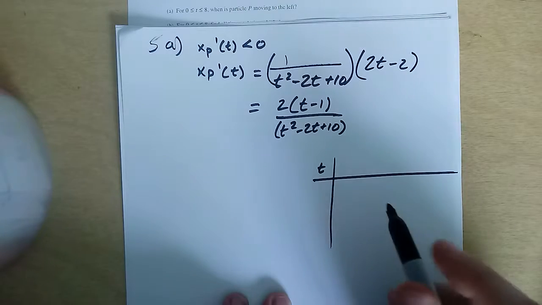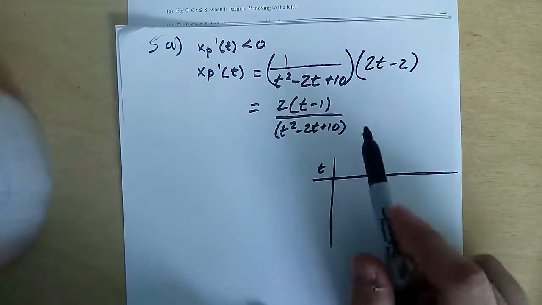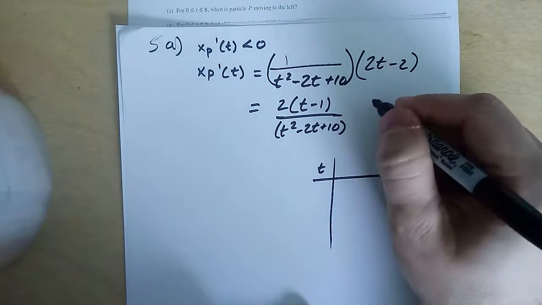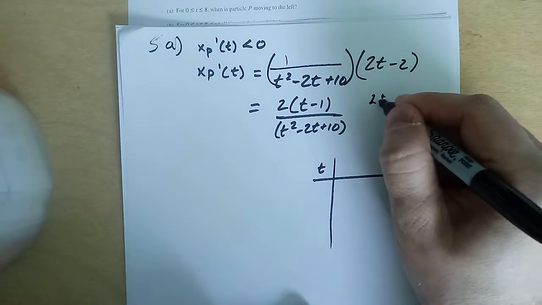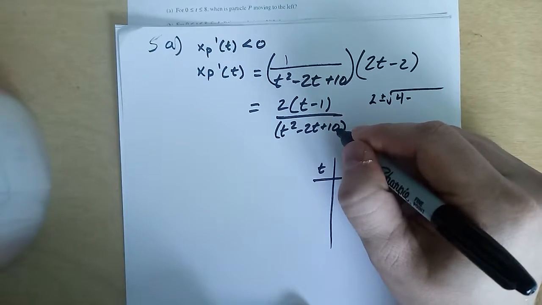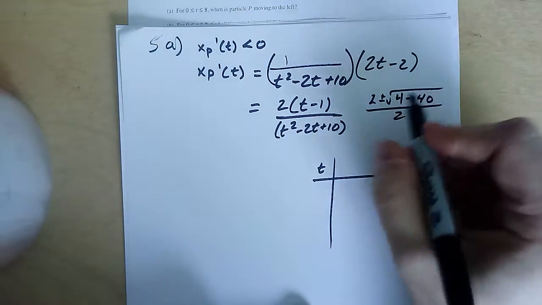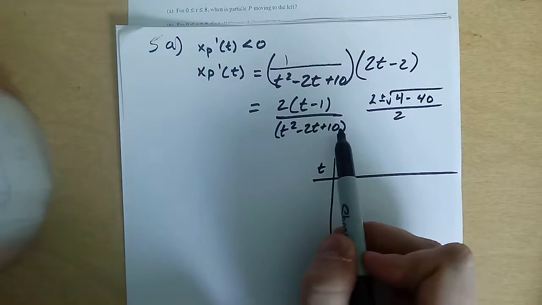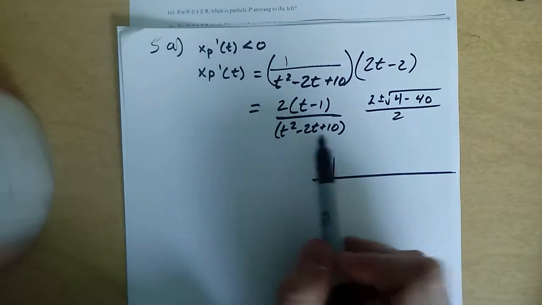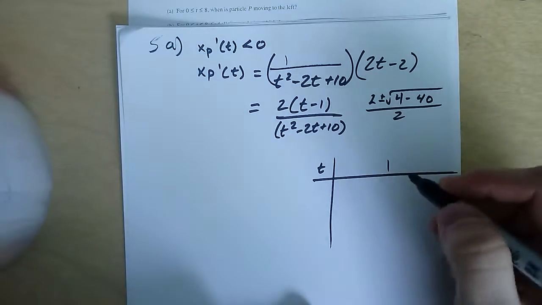So that's a start. I know that 1 is going to be a 0, and I want to see if there are any zeros of the denominator. I can't figure out how to factor that, so I'm just going to use the quadratic formula: negative b plus or minus the square root of b squared minus 4ac, all over 2a. 4 minus 40 is a negative number, so there are no solutions. So this is not going to equal 0 for any real numbers. Don't believe me? Solve it out, or graph it, even though we're not allowed to do that on this. So the only critical number is t equals 1.